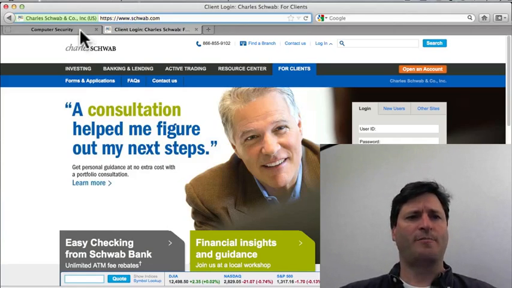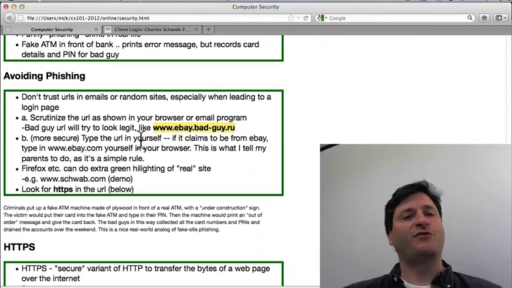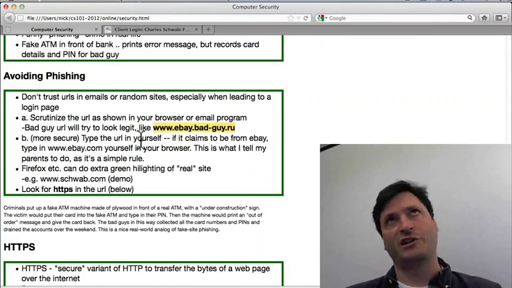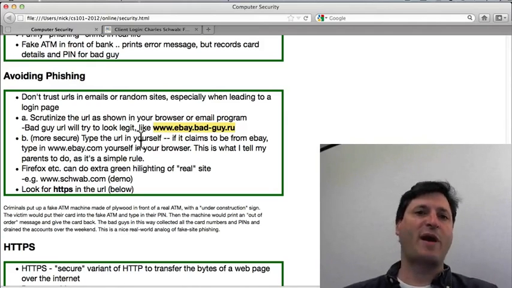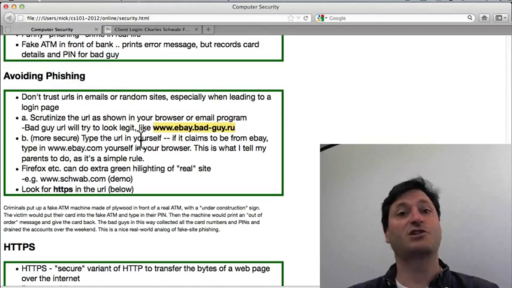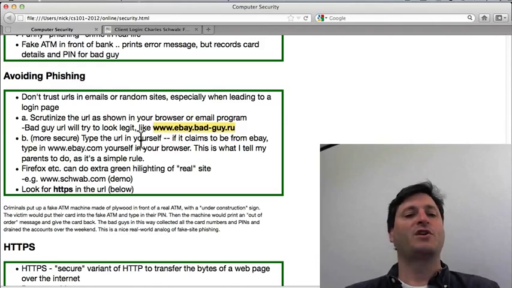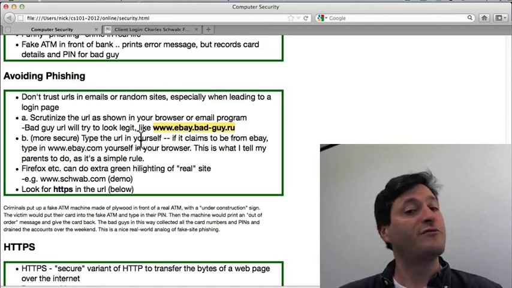So another thing you can do, which is even simpler, is if you ever get an email or something that says, oh, you need to log into eBay right now and fix something, just don't click on the link. Just go to the browser and just type in www.ebay.com. And that way you're not subject to the bad guys trying to trick you to click over to the wrong URL, right? You just typed in eBay, it's going to go to the right one. So that's what I tell my parents to do, actually, because it's a very simple rule to follow if you're unsure.